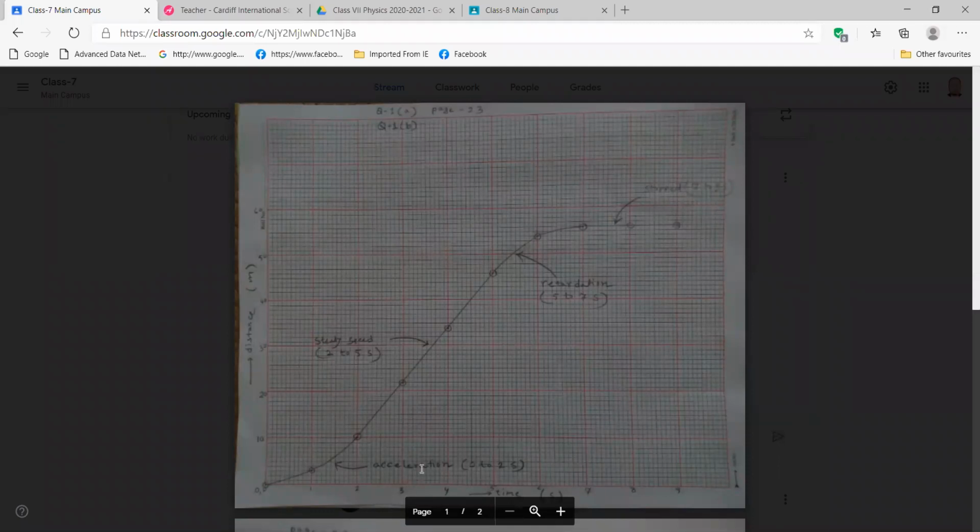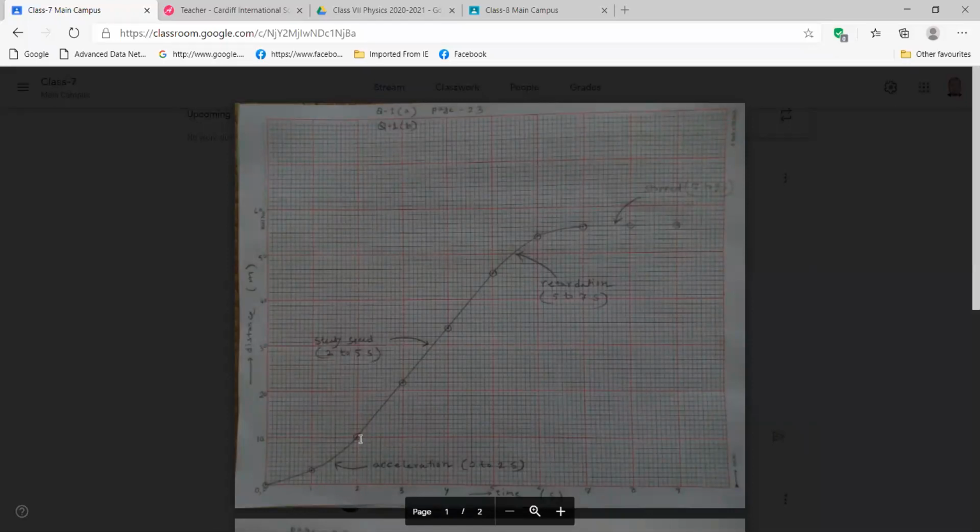Sir, should we give the picture of our graph when we finish it? No, not now. I will tell you once we are done. We are finishing the discussion, then you give me, not now.